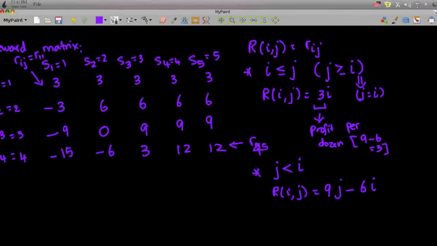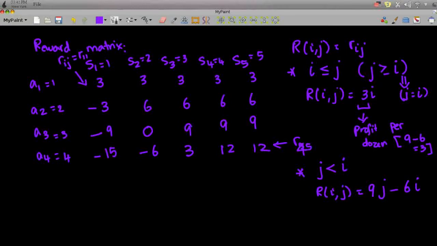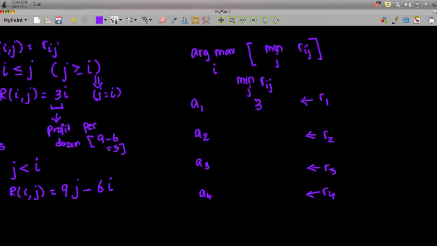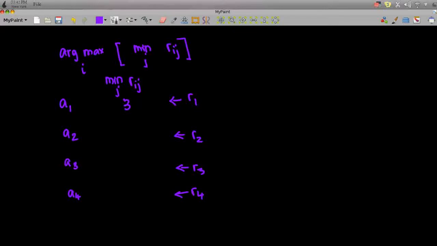The second minimum is the minimum of negative 3 and all 6s, which is obtained by fixing the second action. So the minimum of the second row is negative 3. If I carry forward, I'd find that the minimum of the third row is negative 9, and the minimum of the last row is negative 15. So I'd end up getting 3, negative 3, negative 9 and negative 15. That's the first part of the puzzle.